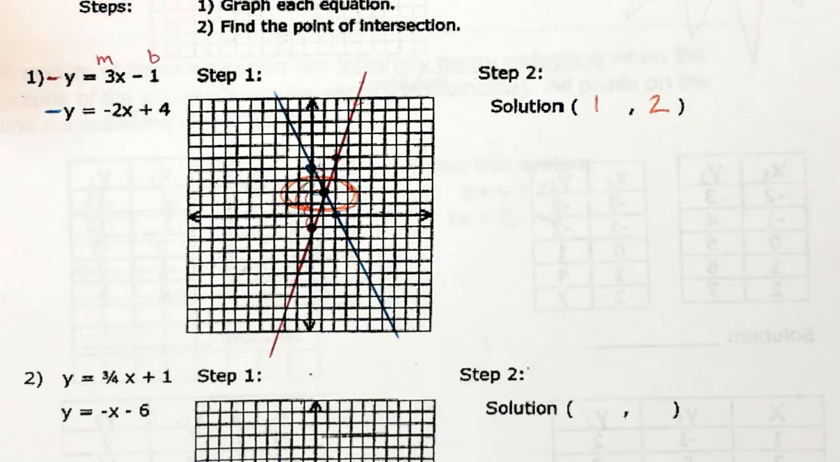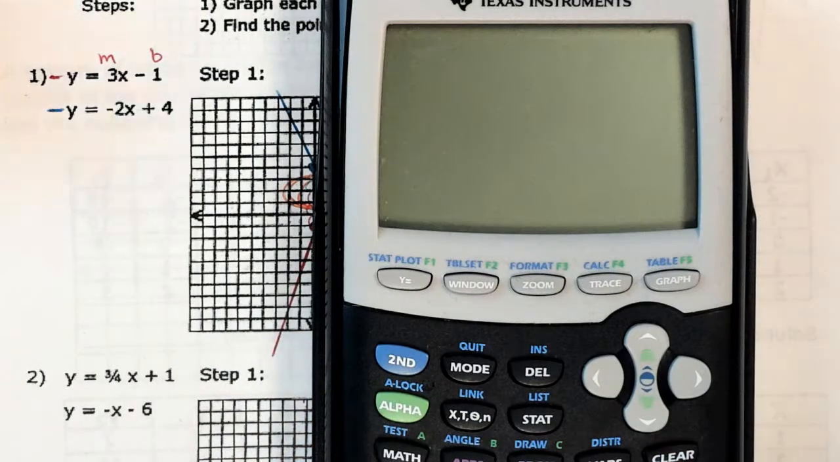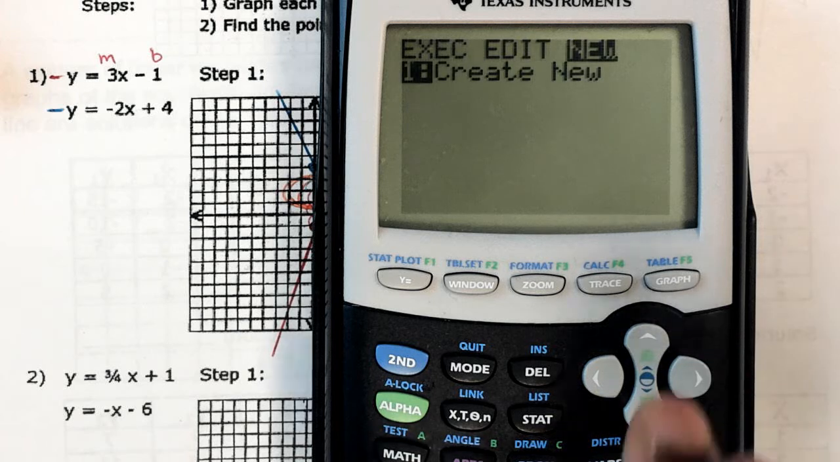Now, I will also show you how to do it in our calculator, if I remember. What time is it? Please excuse the bell in a moment.